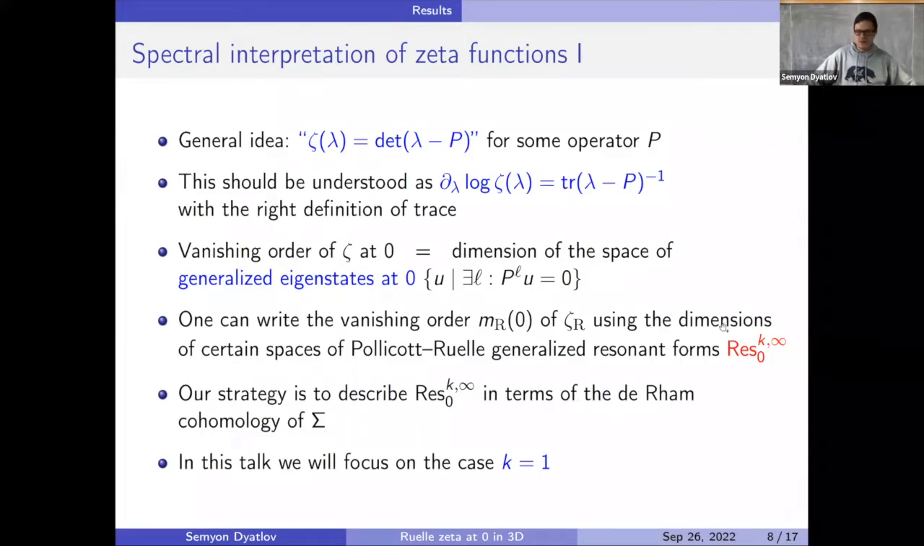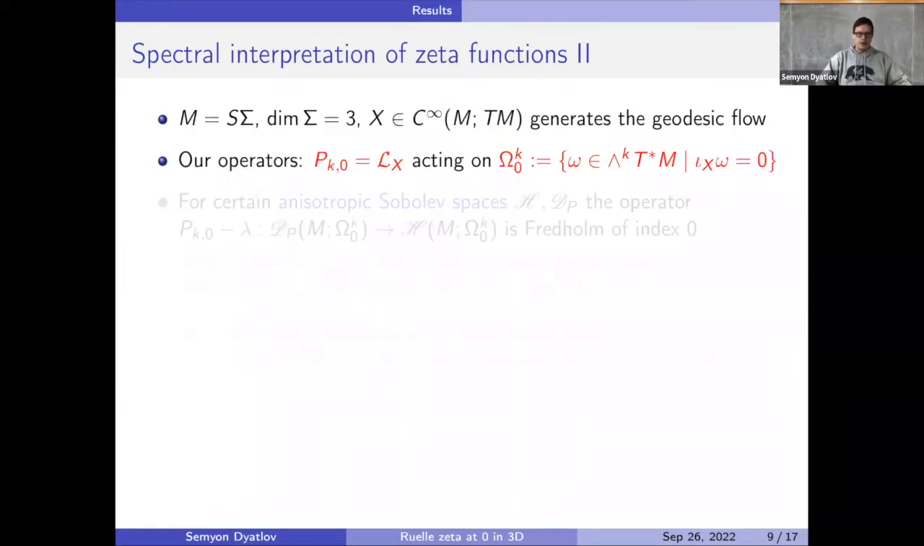So in this talk, I'll mostly focus on the case of one forms. The case of zero forms is in a way trivial, and then the case of one forms is the first interesting case. I'll only talk about two forms a little bit. All right. So, okay, well, now some specifics.